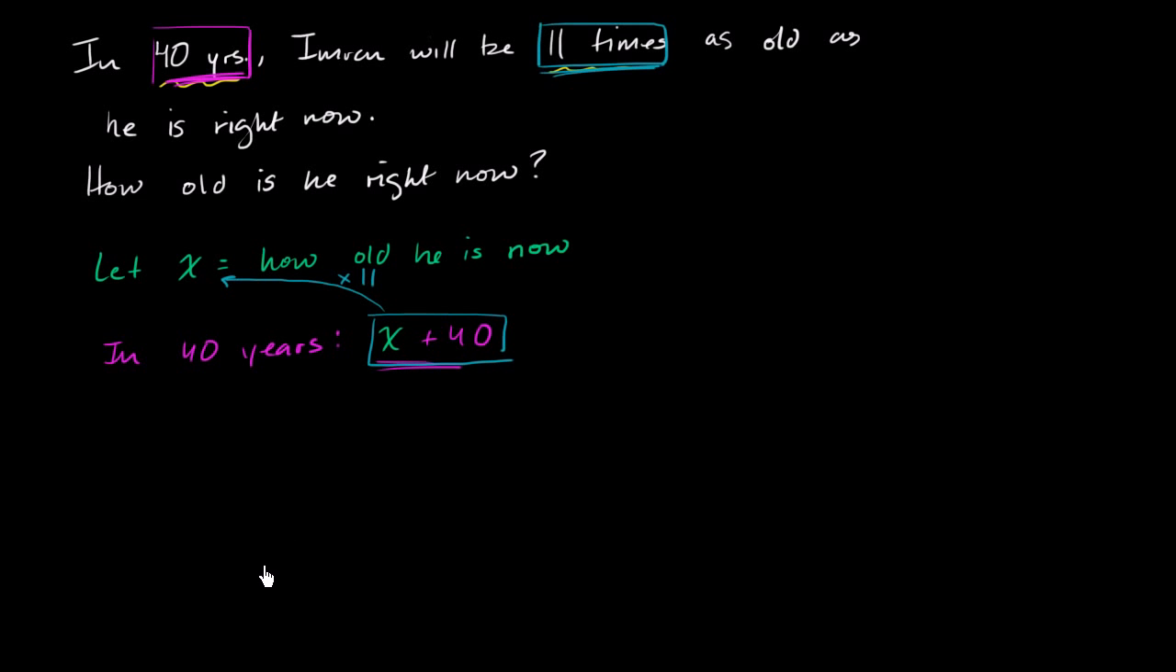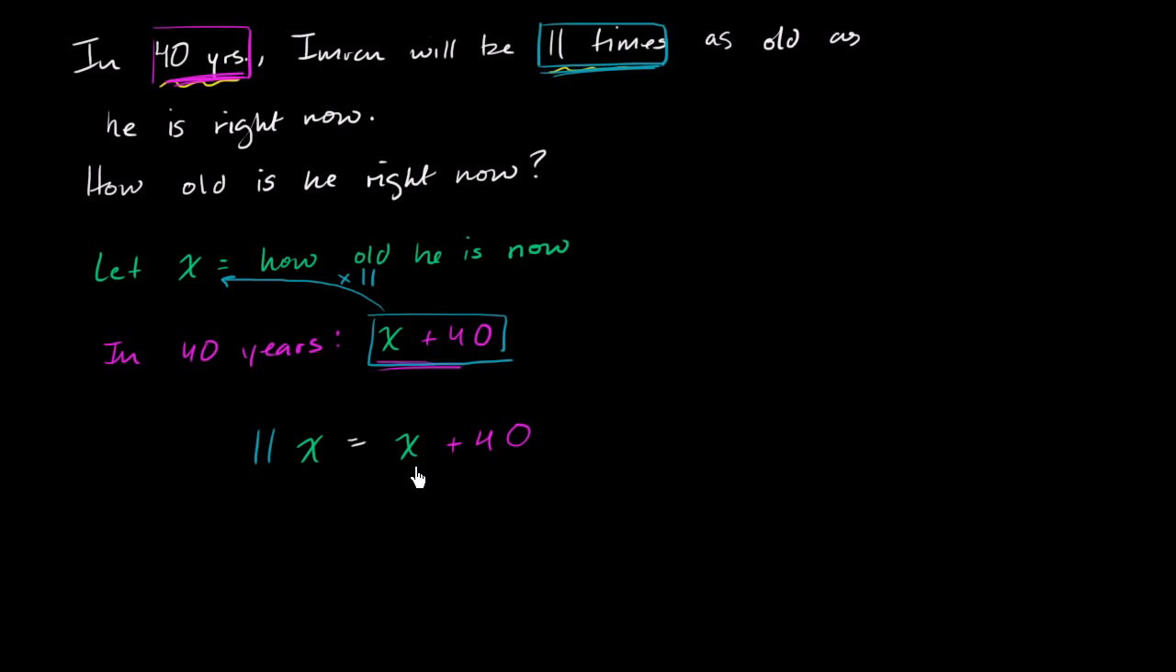So let's write that down as an equation. You take x, multiply it by 11. So 11 times as old as he is right now is how old he is going to be in 40 years. And we have set up a nice little tidy linear equation now, so we just have to solve for x.